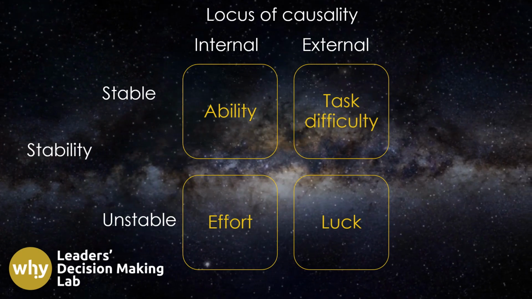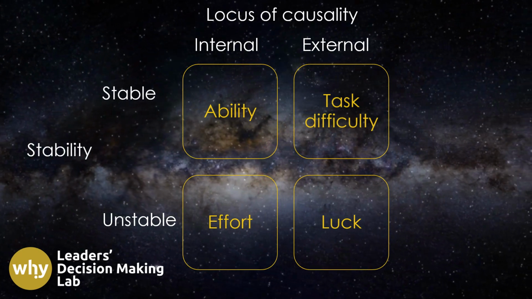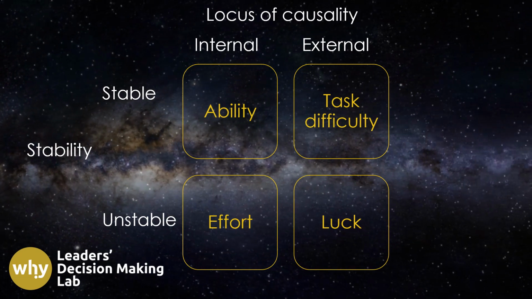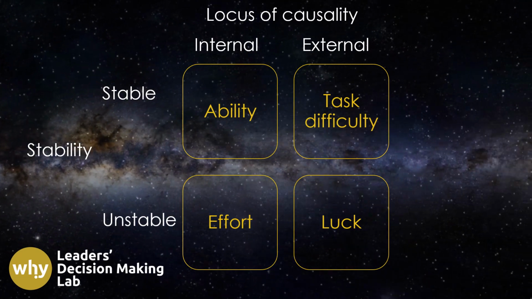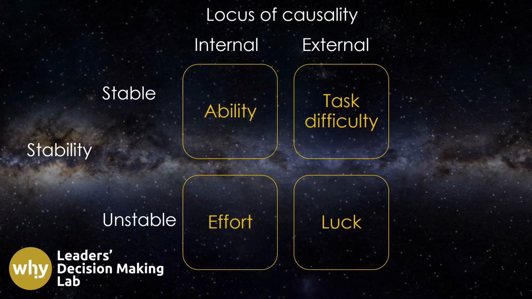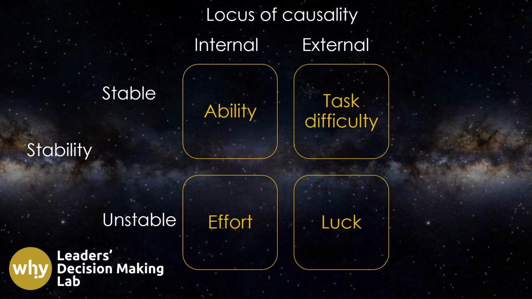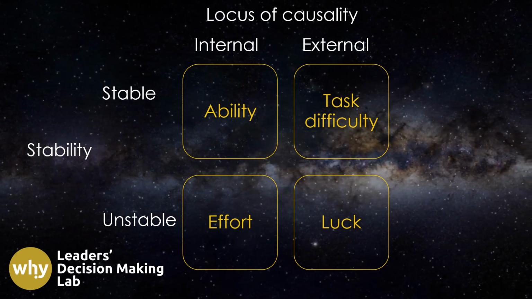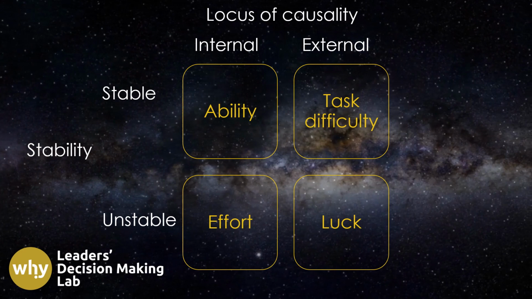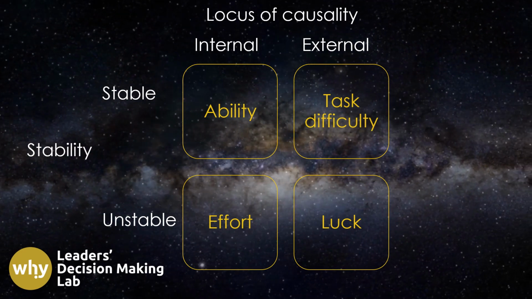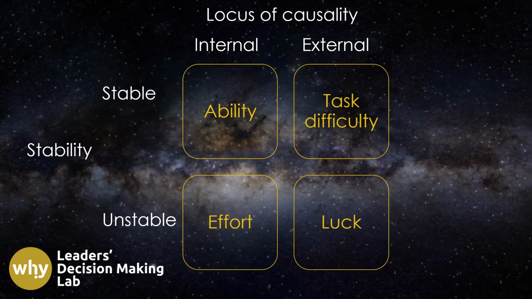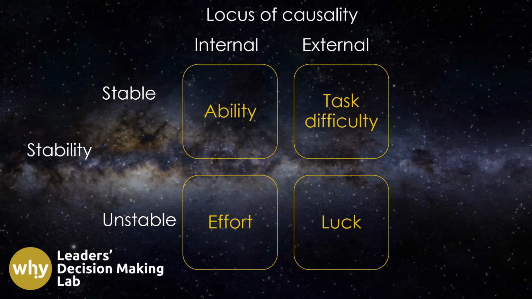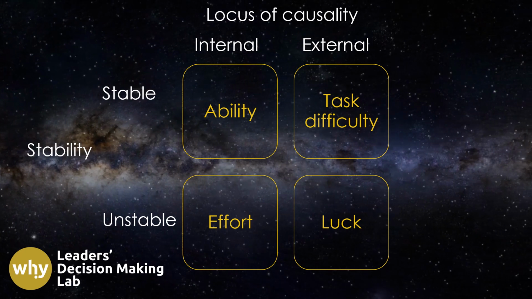For example, if a leader attributes an employee's poor performance to a lack of ability or effort, which is internal attribution, they may choose to punish the employee as a means of correction. However, if the leader attributes the poor performance to external factors such as task difficulty or luck, they may focus on modifying the task or providing additional support to improve future performance.